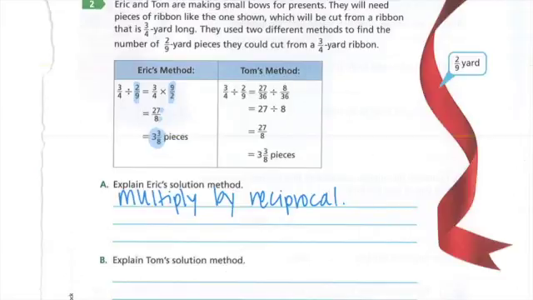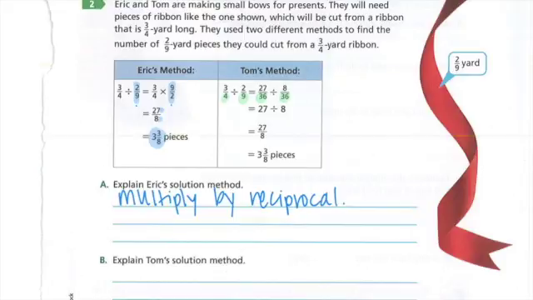Okay, he changed that second fraction into the reciprocal. Okay, let's look at what Tom did. 3/4 divided by 2/9. Well, he said, I want common denominators. So I saw 4 and 9, and he found the LCM. The LCM is 36. So he said, okay, they're the same.